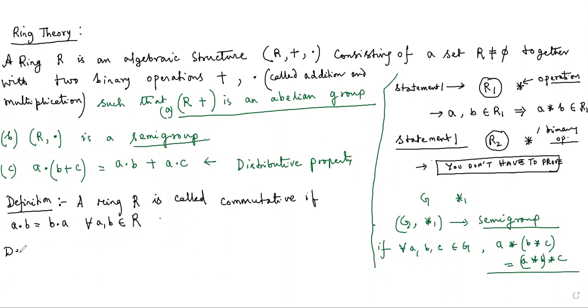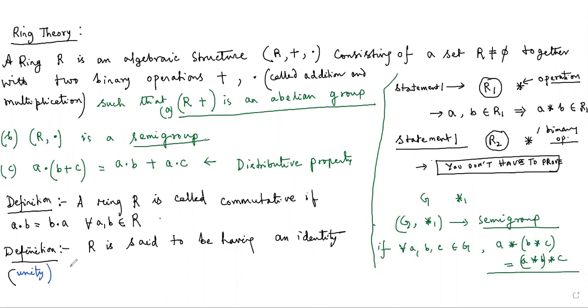This is one definition. Another definition they introduce is that R is said to have an identity, or in ring theory we often call it unity, if there exists an element 1 belonging to R such that 1 into A is equal to A into 1 is equal to A for all A belonging to R.